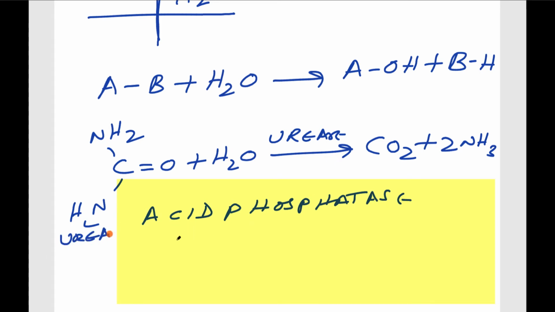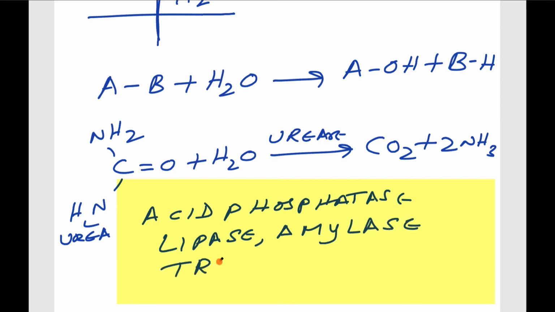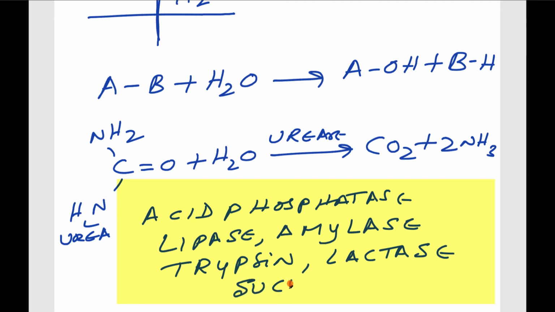Acid phosphatase, then lipase, amylase, trypsin, all proteolytic enzymes, trypsin, like other enzymes, lactase, then also sucrase, like that. Then ALP, alkaline phosphatase.